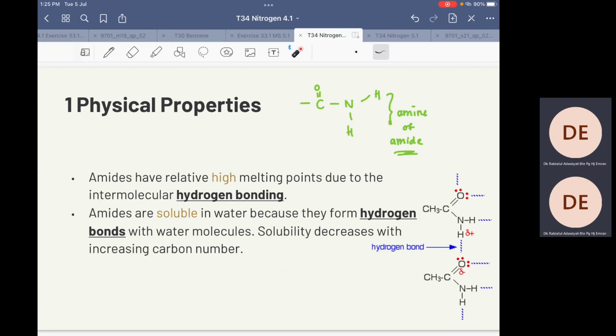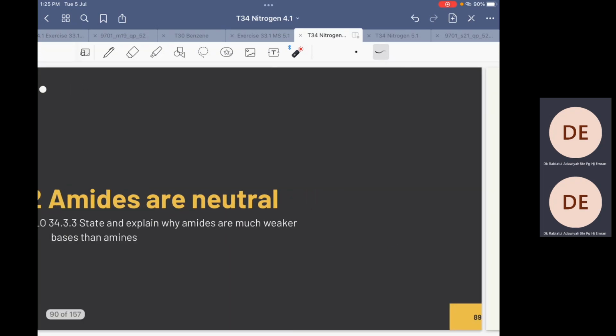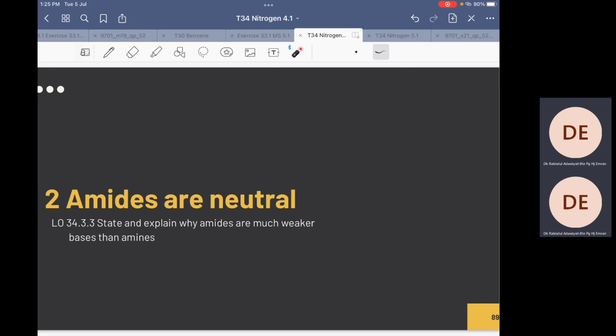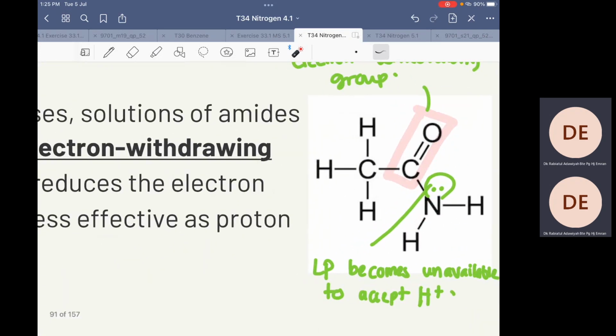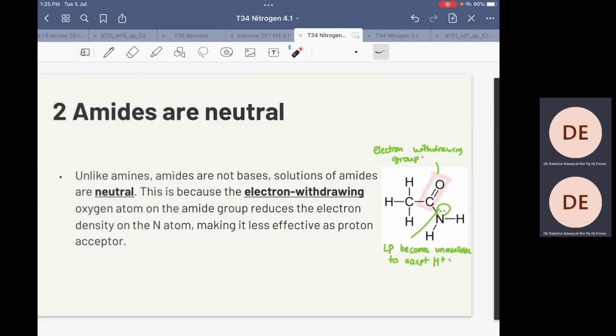And we also looked at the properties of amides. Physical properties are similar to amines, but in terms of basicity, very different from amine. Amines are basic, whereas amides are not. The reason is not because amides don't have a lone pair. Amides do have a lone pair, it's just that the lone pair is not available for the hydrogen ions, okay? Because the lone pair is being withdrawn by the electronegative oxygen.